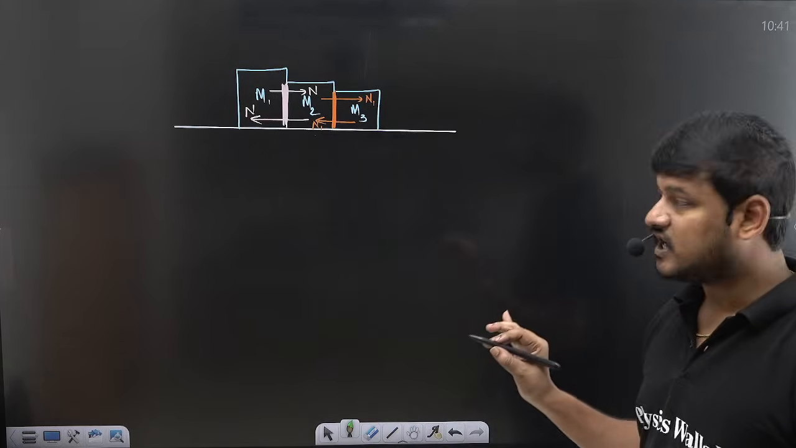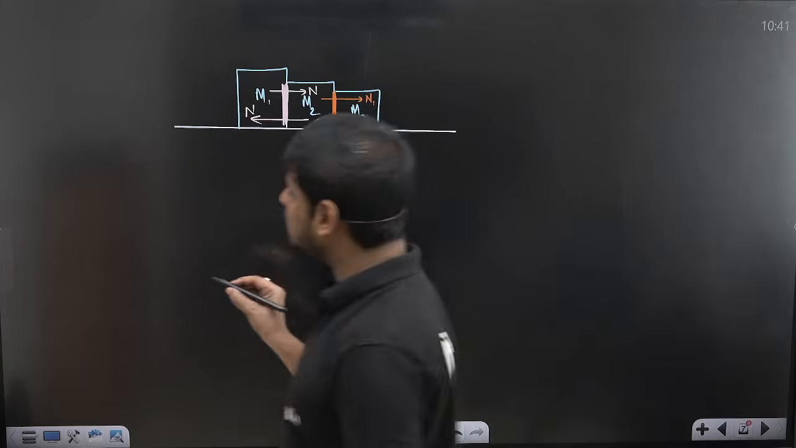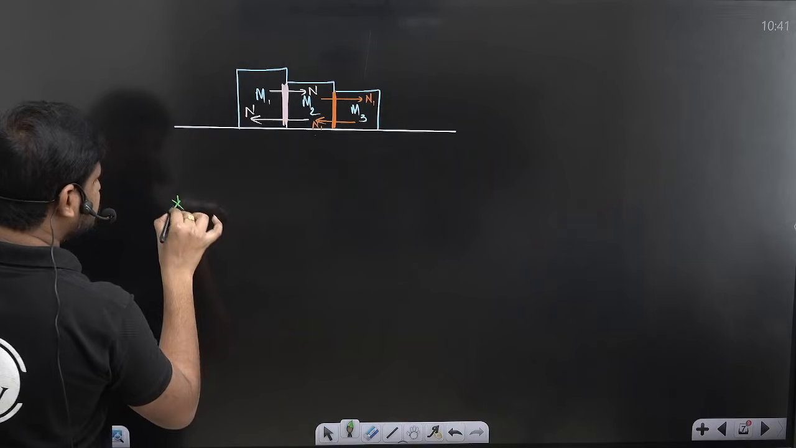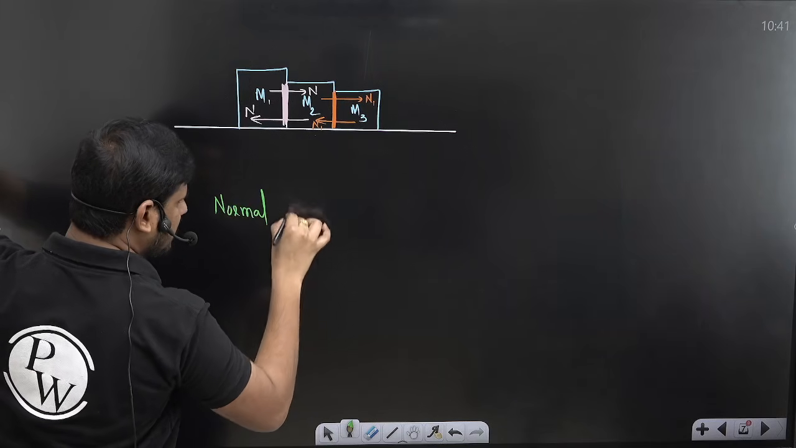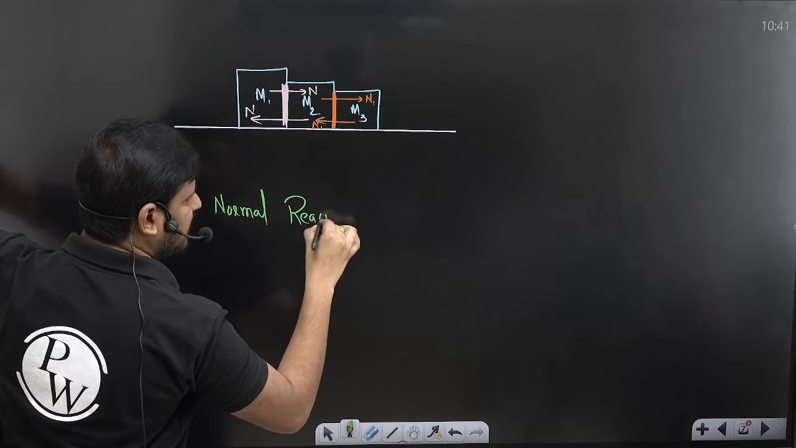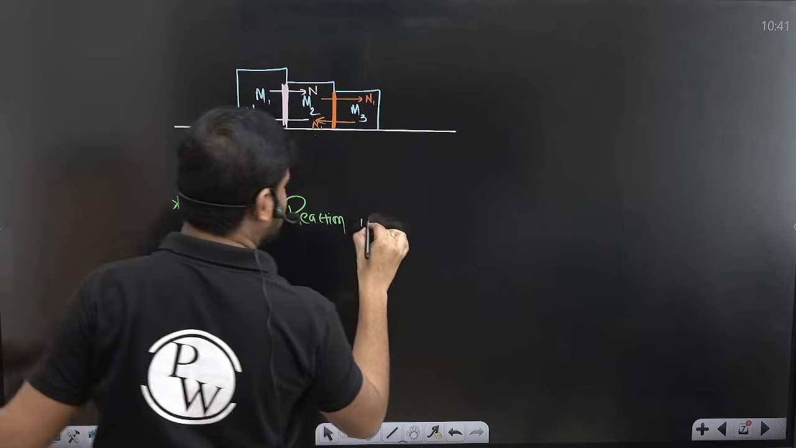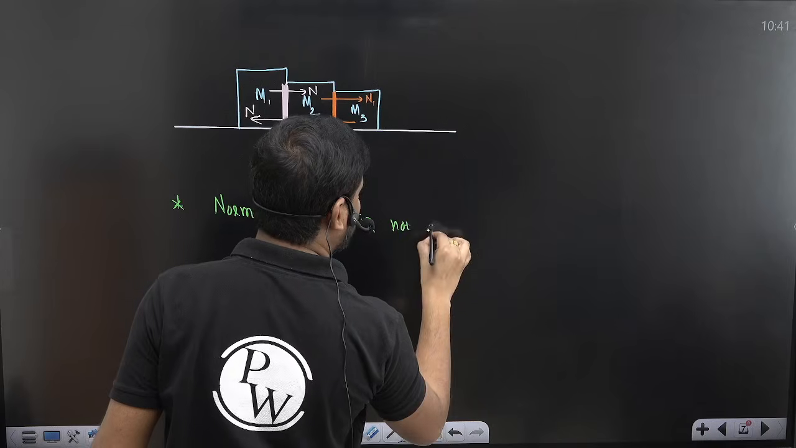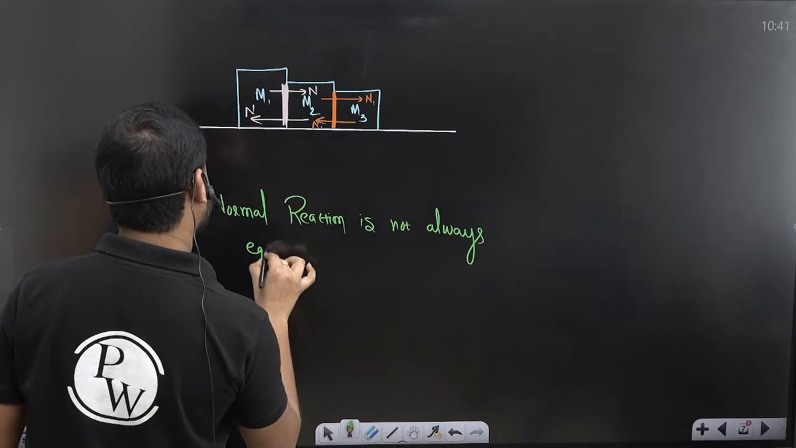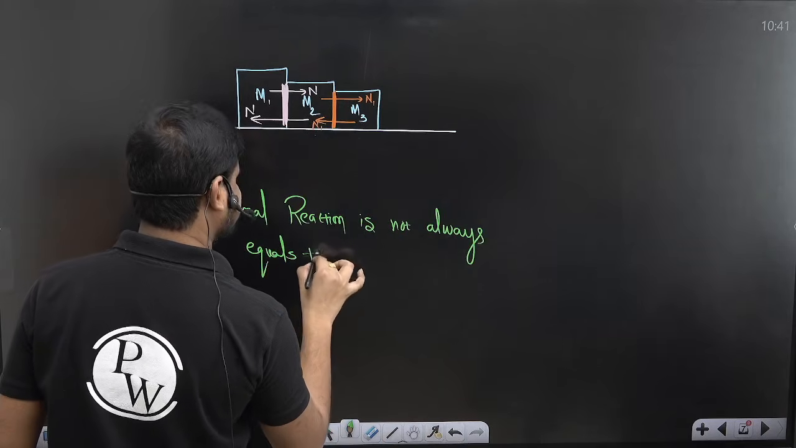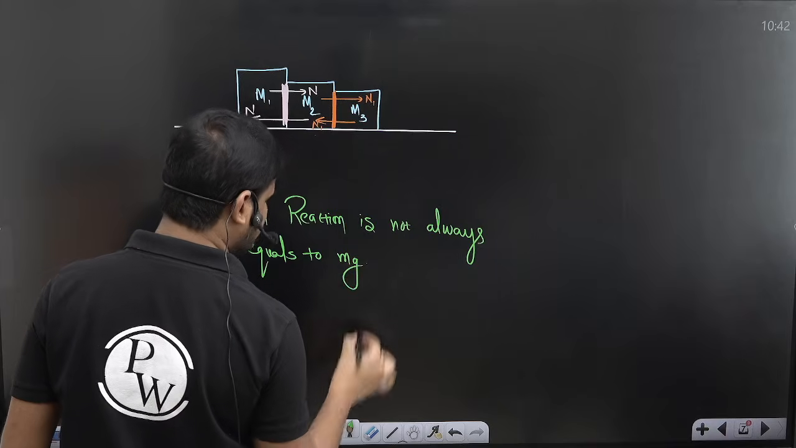Done. So the normal, and one more thing. The normal reaction is not always equal to mg. So what does that mean? Let me take two examples here.